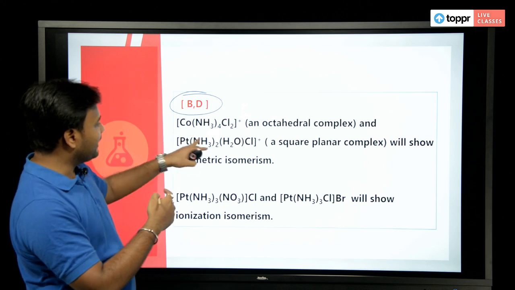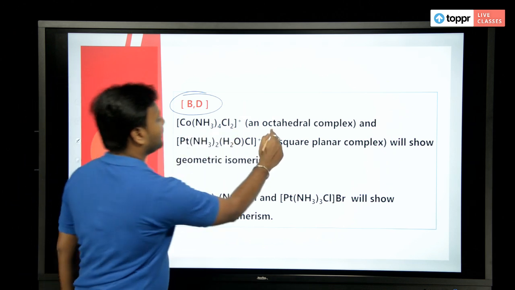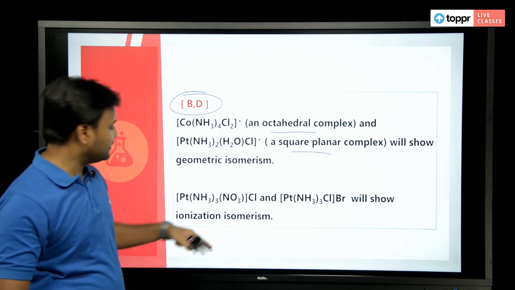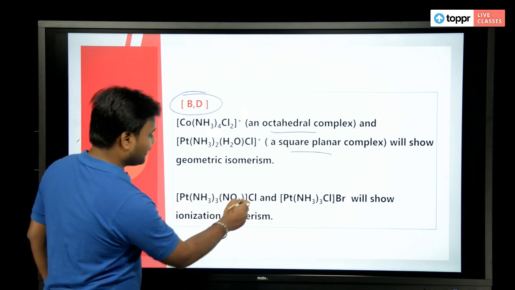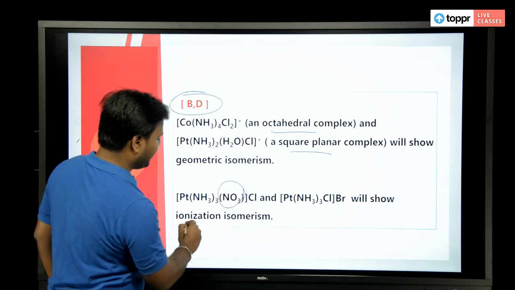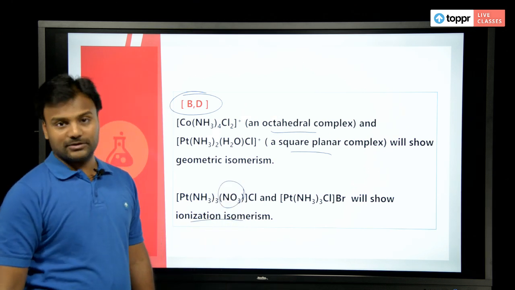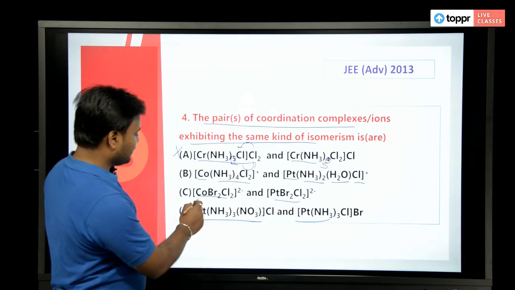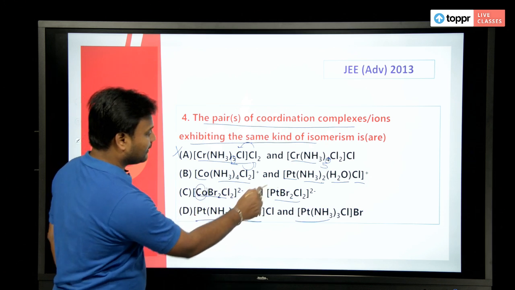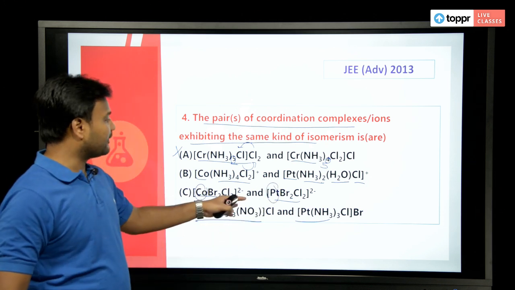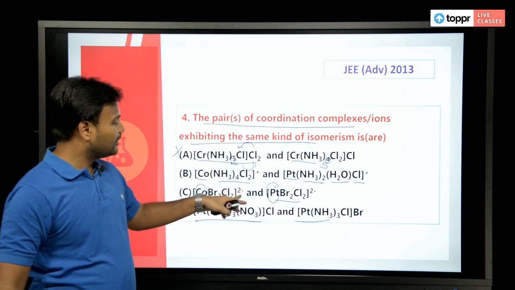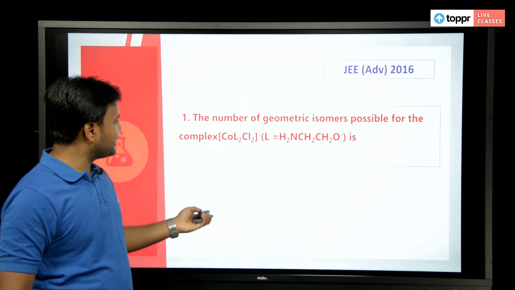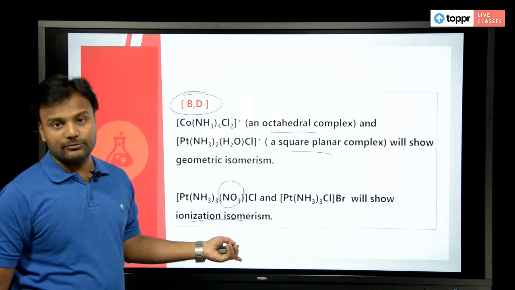So, B anyway, that is what I told you, octahedral complex, square planar complex, they show geometric isomerism, this is cis trans isomerism. Again here in the D, because of this they exhibit ionization isomerism. See here the central metal atom is different, moreover you have the charge differences present. So, B and D can exhibit same kind of isomerisms.